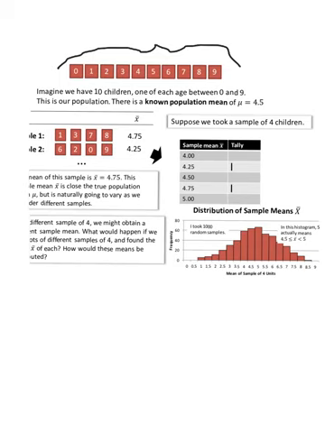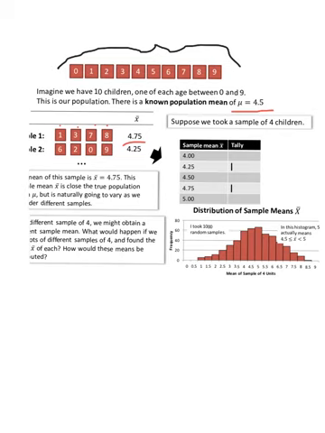So if we want to work out the mean of this population, the mean of our population here is 4.5 years. So this is called our population mean. Now, suppose we want to take a sample of 4 children. So in our first sample here, we've got 4 children with ages 1, 3, 7 and 8. And the mean of this particular sample is 4.75.